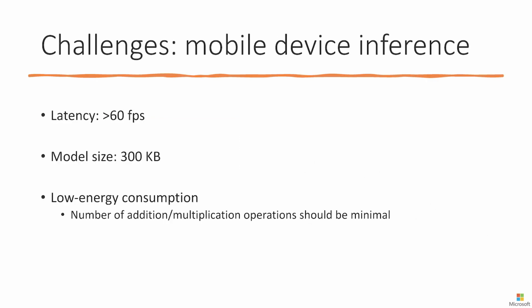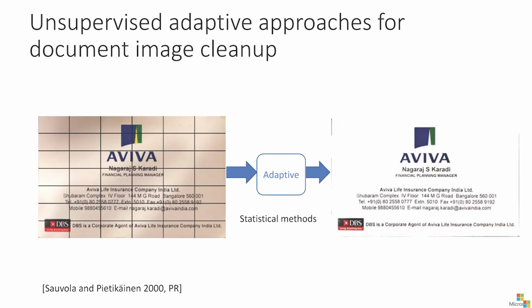And then on top of such challenges, there is another challenge of device side inference. You need a low enough latency, a low model size in KBs, a few hundred KBs, and low energy consumption, which essentially means that the number of multiply-add operations should be minimal. If you use any DL, I mean CNN based models, they will require matrix vector multiplication, right? So the number of such operations should be minimized. The network design should be such that they are as low as possible. In the cleanup setting, there are a few algorithms which are completely statistical.